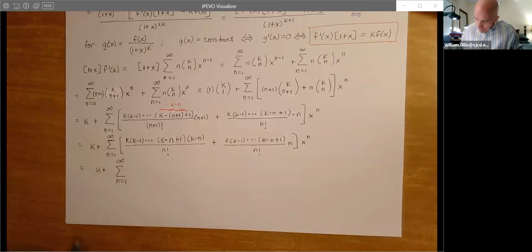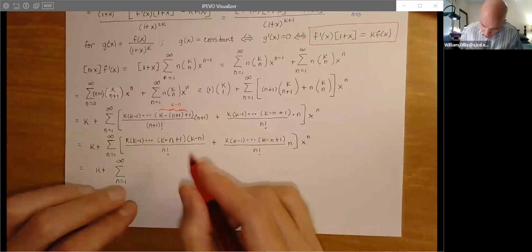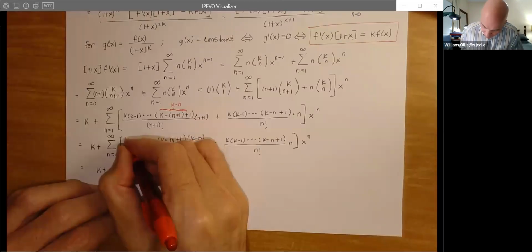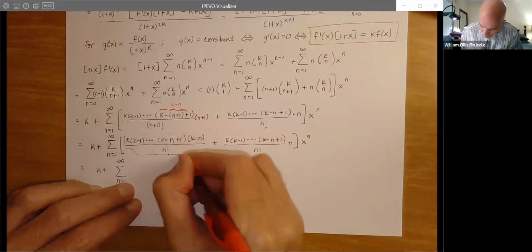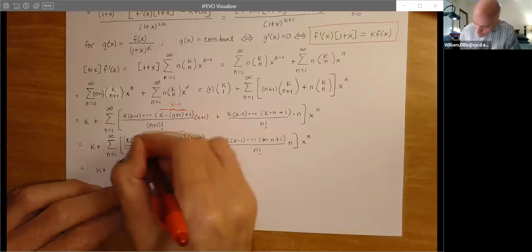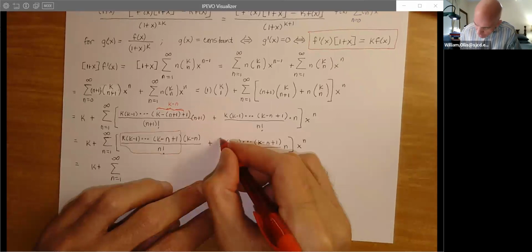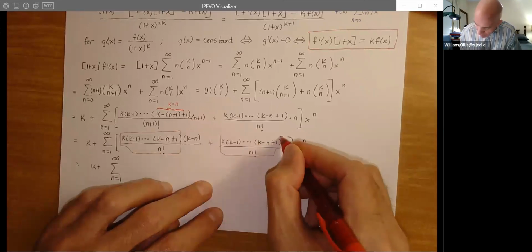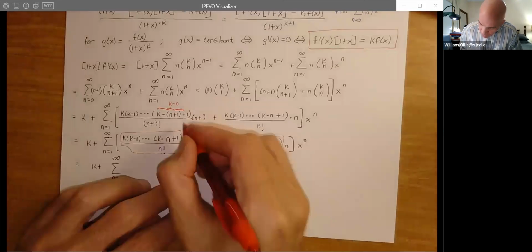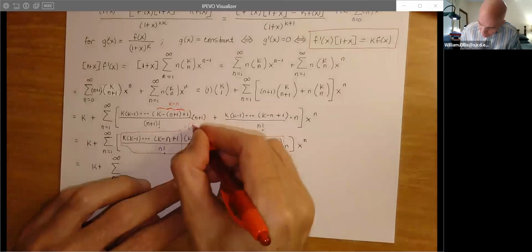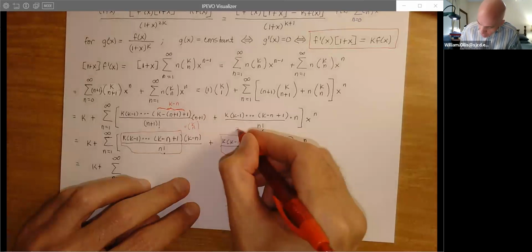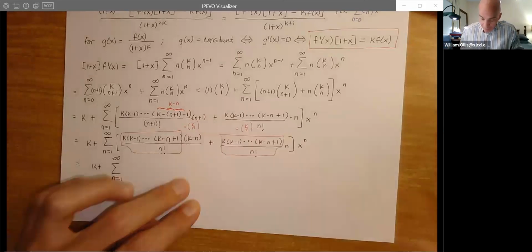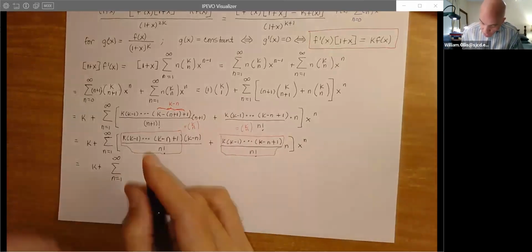Notice this part here and this part here are the same in both. That's just k choose n. So this equals k choose n. So we can factor that. So factor the k choose n.